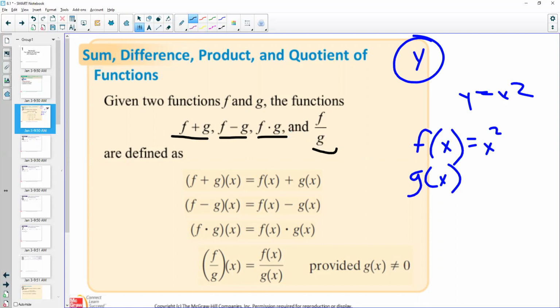If I see f plus g of x, it's just those two functions added together. If I see subtraction, it's these two functions subtracted. If I see multiplication, it's those two functions multiplied. If I see division, it's division, as long as g of x doesn't come out to be 0.